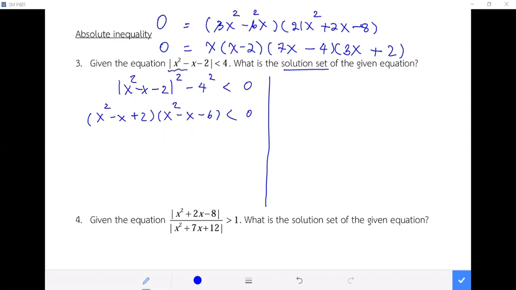But if we use another property, you know, with absolute less than 4, we can take the absolute out. It's going to look like this: x squared minus x minus 2 can be less than 4, and the other side is more than negative 4. If you still remember this property, when absolute is less than something, when you take the absolute out, you put the positive value on the right and the negative value on the left, something like this.